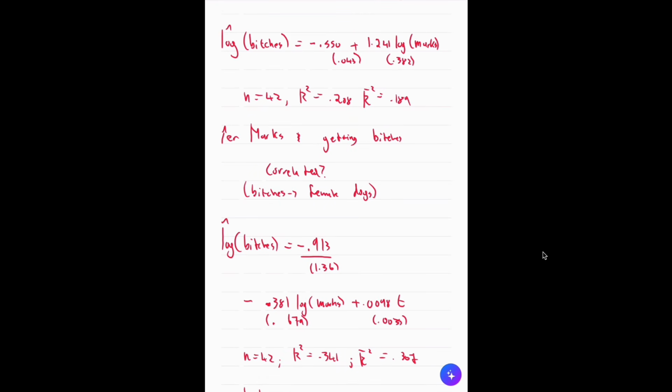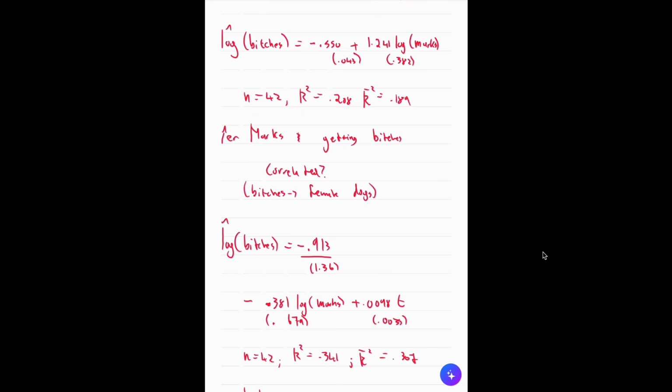So I've given you guys another explicit model here, and I will define exactly what each component means just a bit later, but just bear with me for now. So the expected log of bitches equals negative 0.550, your constant, plus 1.241 log of your marks in Eco 3021S. And this is expected, so we don't have the error term, right? So now we will say, okay, is increasing your marks associated with getting more bitches? According to this model, if you take the coefficient divided by the standard error, 1.241 divided by 0.382, you'll get a t-value that shows you this is statistically significant, right?